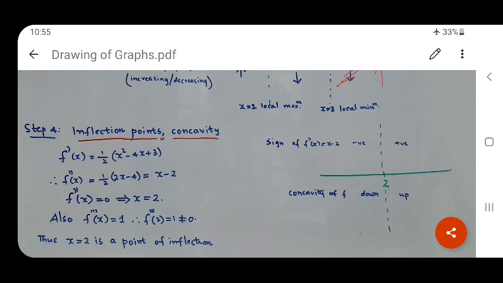So find out f double dash, it is x minus 2. So f double dash will exist for every x. f double dash equal to 0 implies x equal to 2. And naturally, f triple dash equal to 1, so not equal to 0. Therefore, x equal to 2 is a point of inflection, which means at x equal to 2, the concavity changes. So the sign of f double dash to the left of 2 is negative, therefore the function is concave down in minus infinity to 2, and positive in 2 to infinity, therefore it is concave up there.